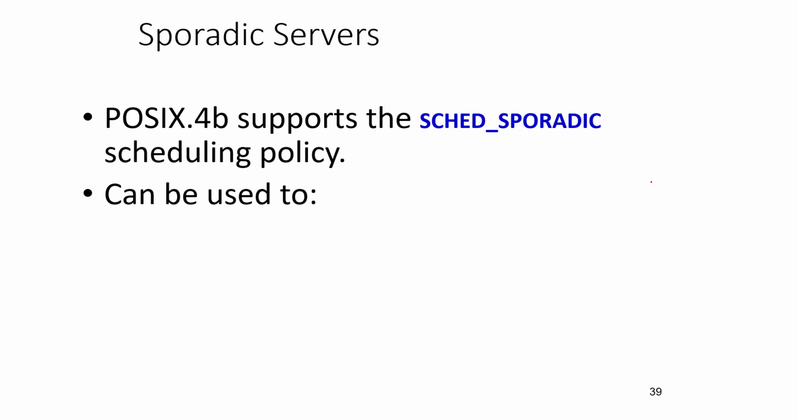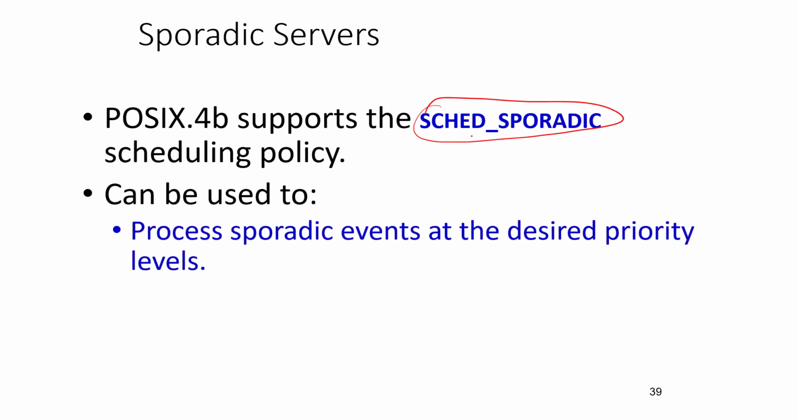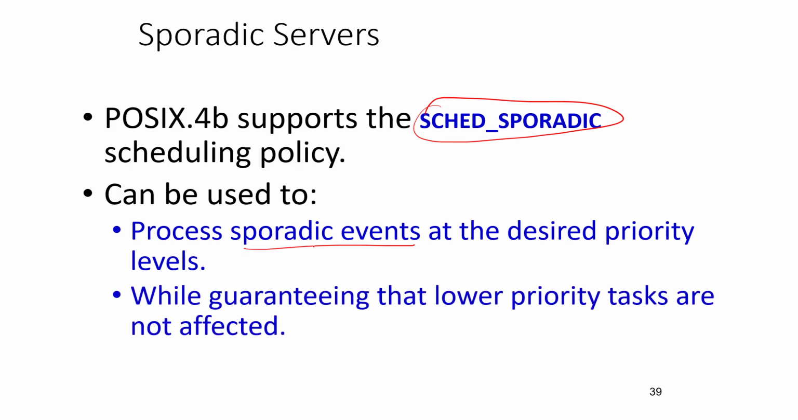Then, if you would recall our early discussion on EDF and RMS, we had also discussed aperiodic and sporadic tasks, where the difference was that there is a minimum delay between task inter-arrivals when you consider sporadic tasks, as opposed to aperiodic tasks where that minimum delay was not there. So POSIX 4b talks about a sporadic server scheduling policy, which can be used to process the sporadic events at different desired priority levels, as in our discussion on scheduling sporadic tasks with EDF and RMS, and also ensure that lower priority tasks are not affected.